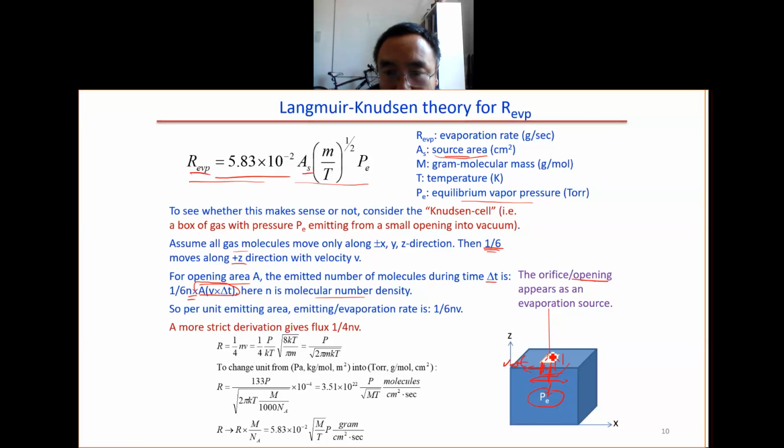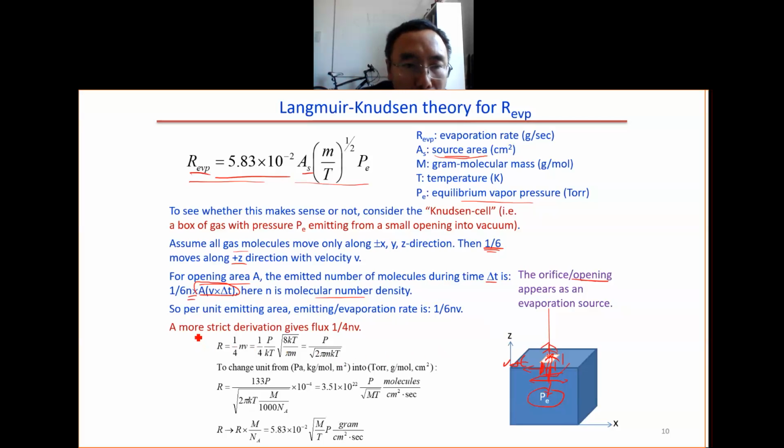So along this height, they will be able to come out within this delta T time. So 1 over 6 N A weight delta T. So the per unit emission area, the rate is given by 1 over 6 N weight. A is per area, T is per time.